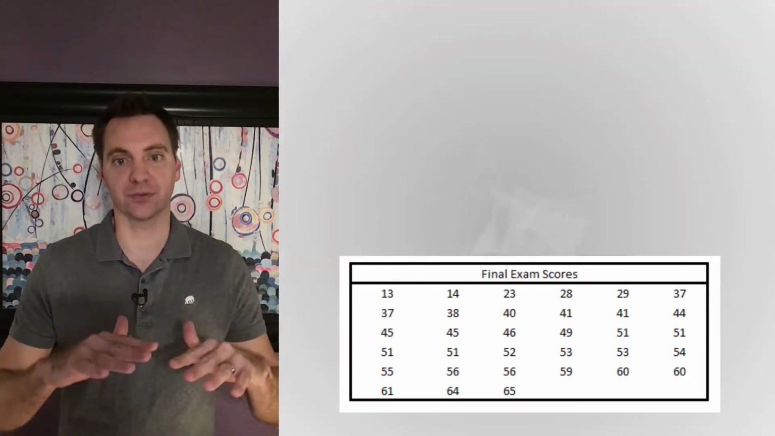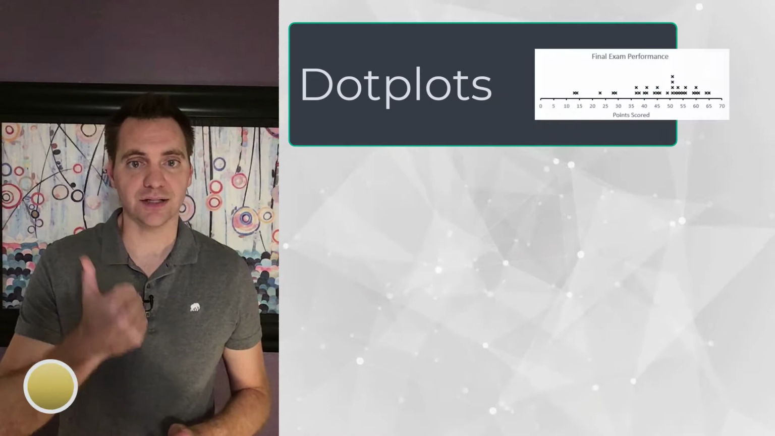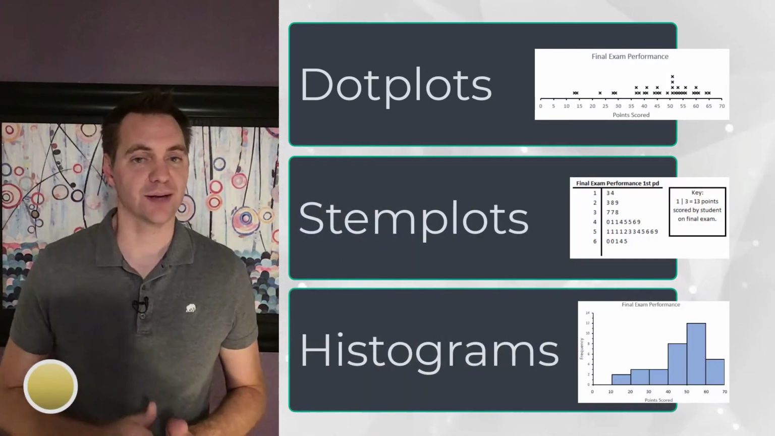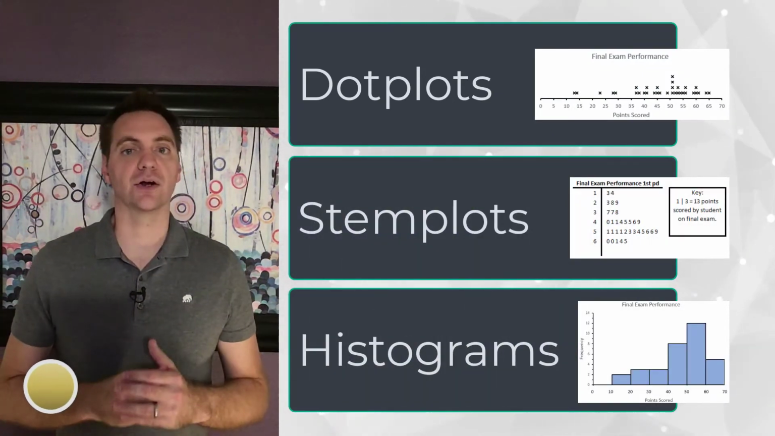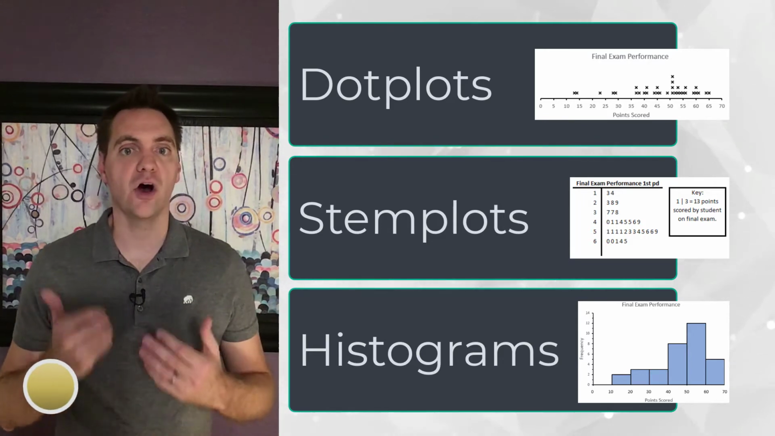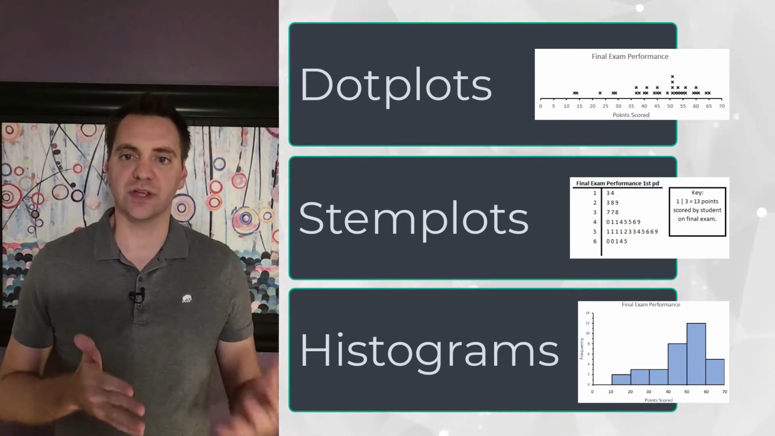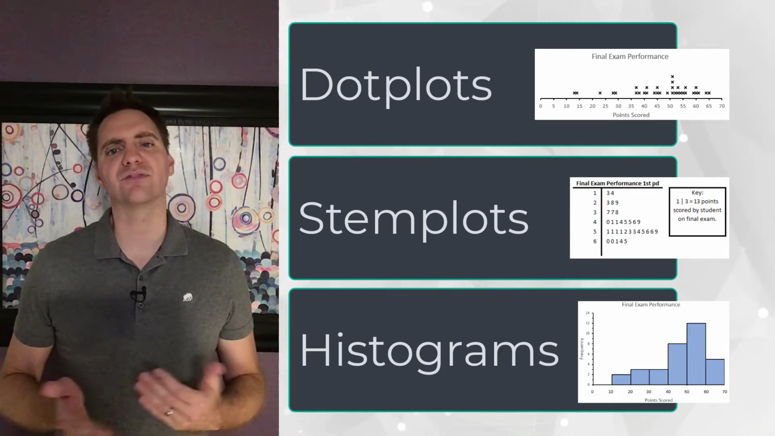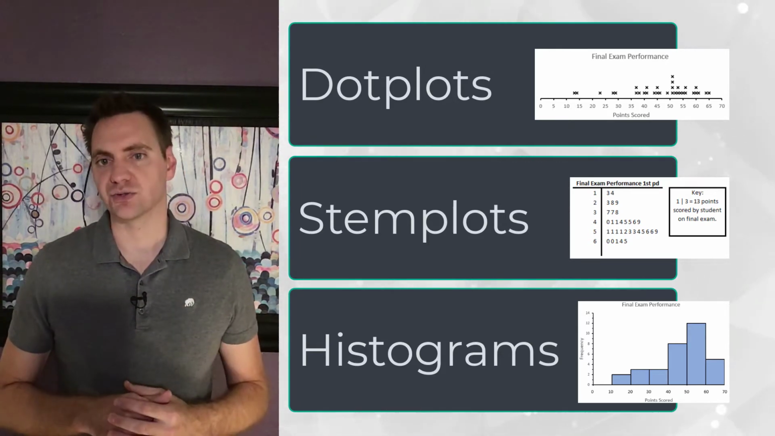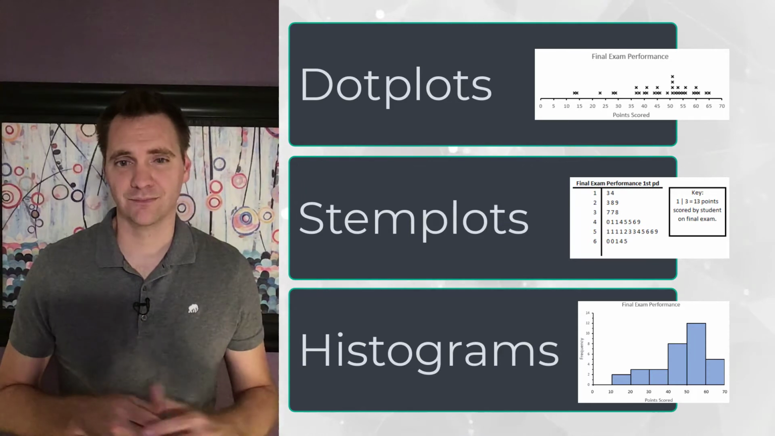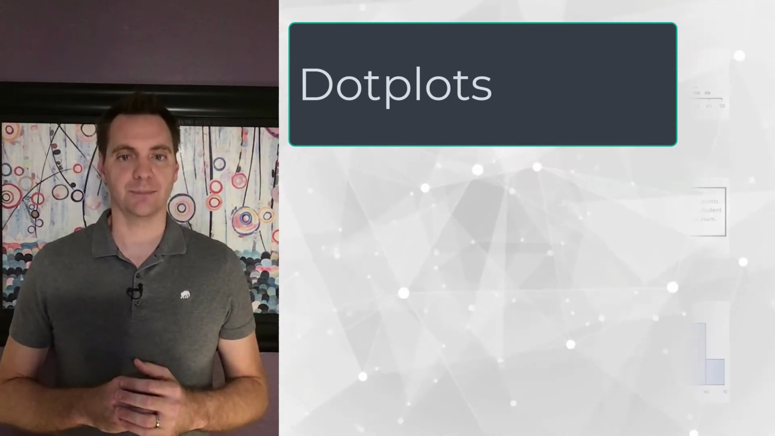Now, there are a plethora of quantitative graphs we could make. For this lesson, we're going to focus on 3 of them, and they are dot plots, stem plots, and histograms. Each has their own advantages, but generally they are all acceptable and appropriate for quantitative data. So when I give you these reasons why you might choose one graph over the other, don't take that as a strict rule, but more of just a suggestion. First up, let's look at the dot plot.